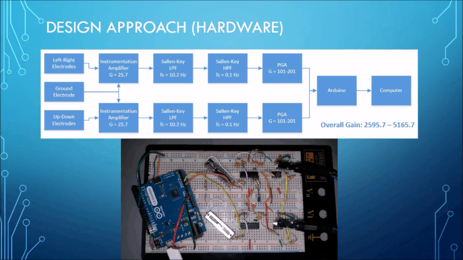At first, the 2 electrode pairs are amplified by instrumentation amplifiers. Then they pass through second order Sallen-Key low pass and high pass filters. And lastly, we use a programmable gain amplifier, or a PGA, to adjust the gain of the final circuit. These 2 signals are then read by the ADC on our Arduino Leonardo, which interfaces with the computer. The overall gain of the circuit varies between 2500 and 5100 in order to accommodate almost all eye movements.